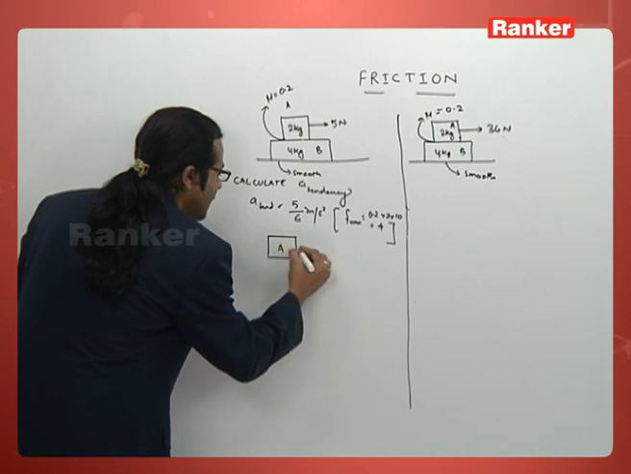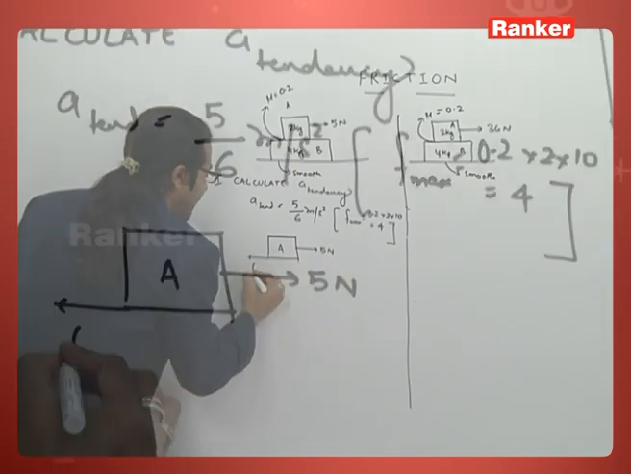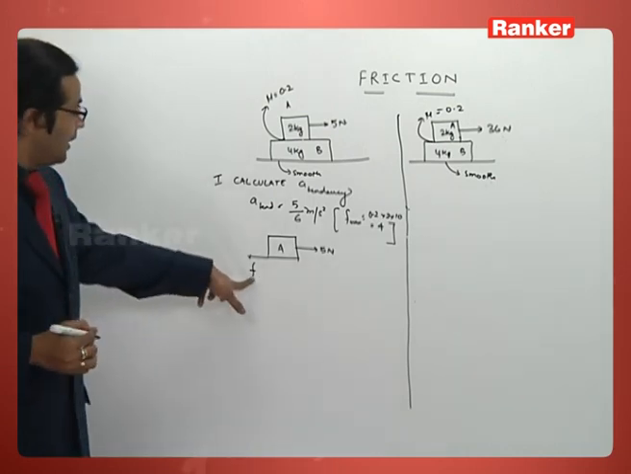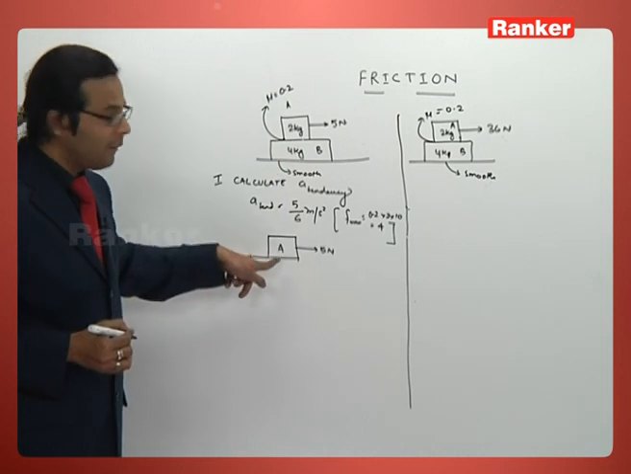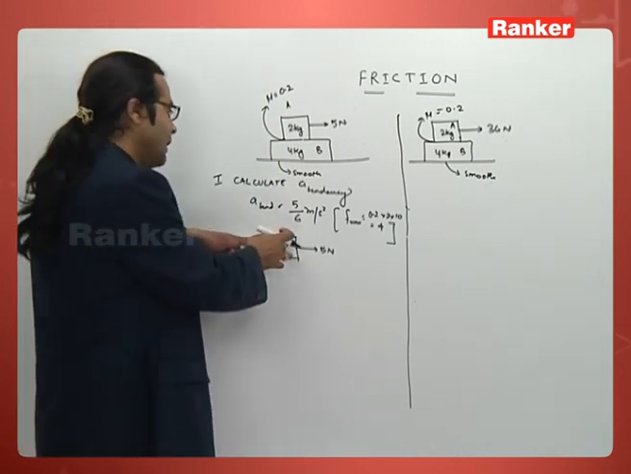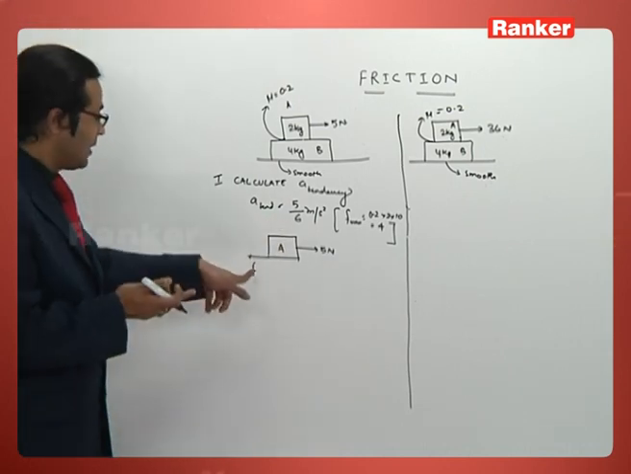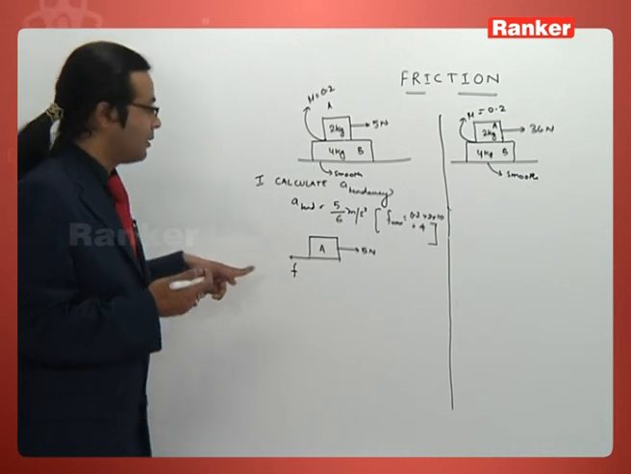This is A. Here I have 5 Newton. Here I write F. I don't know whether this F is maximum or not. If this body A has a tendency to slip, then this F will be maximum. But I don't know whether this A is under slipping conditions or not.